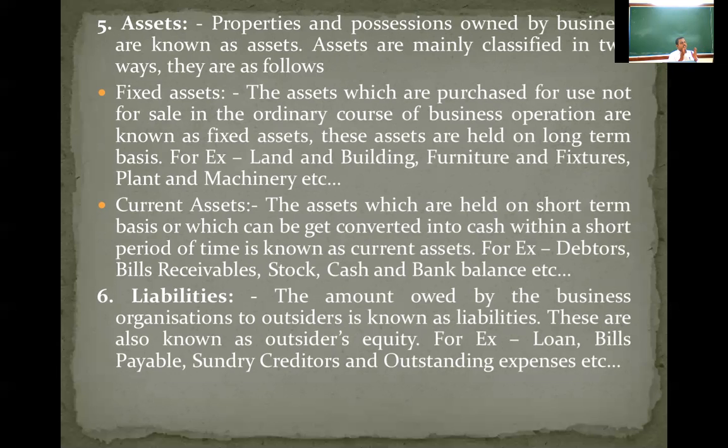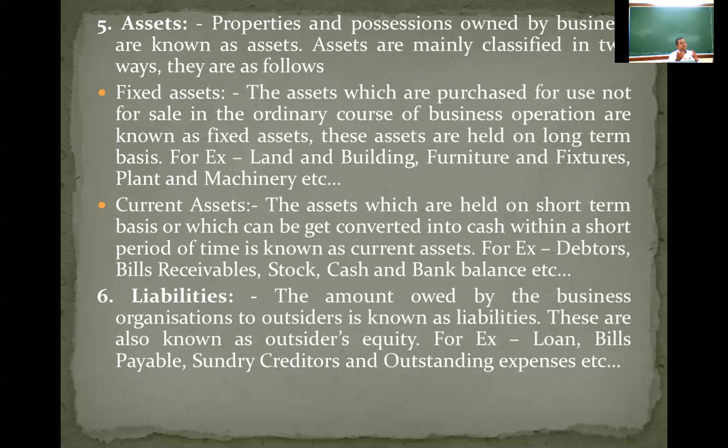In other words, the assets that are purchased for use in the ordinary course of business are called fixed assets. For example, we purchase machinery with the intention to use it for 5 years or 10 years. Such assets are called fixed assets, meaning the assets that we will hold on a long-term basis, that is, for a period of more than 1 year or more than 3 years.